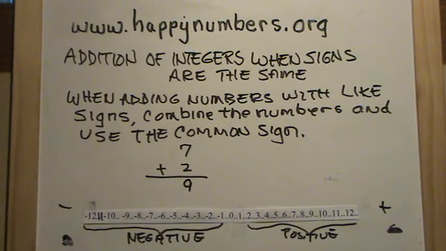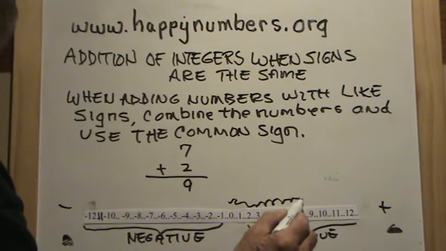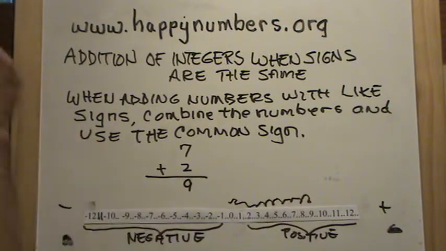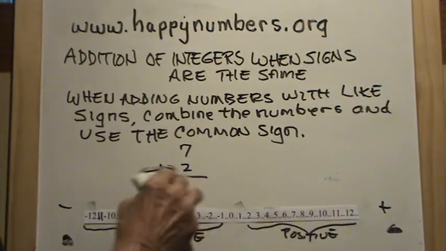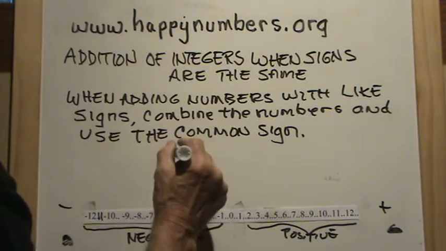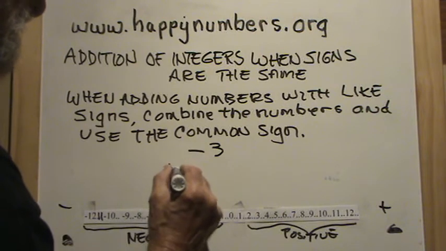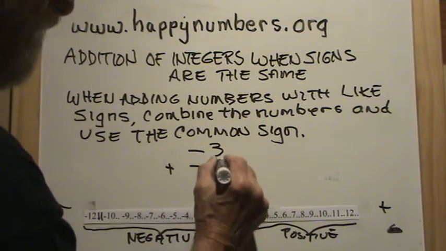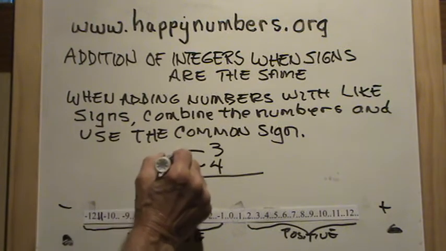And of course on the number line we can see if we go 7, 1, 2, 3, 4, 5, 6, 7, and we add 1, 2, we wind up at 9. That's just basic simple addition. Let's take a problem like this. -3 plus a -4. Okay, so now don't get confused here.